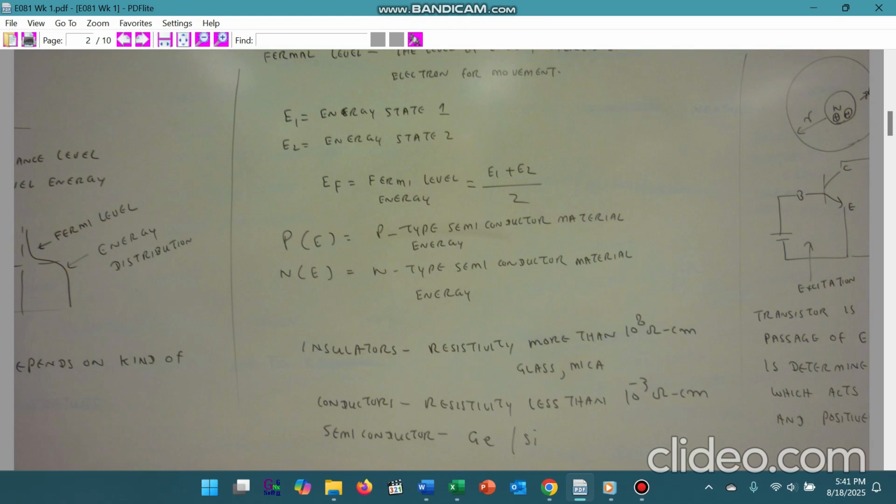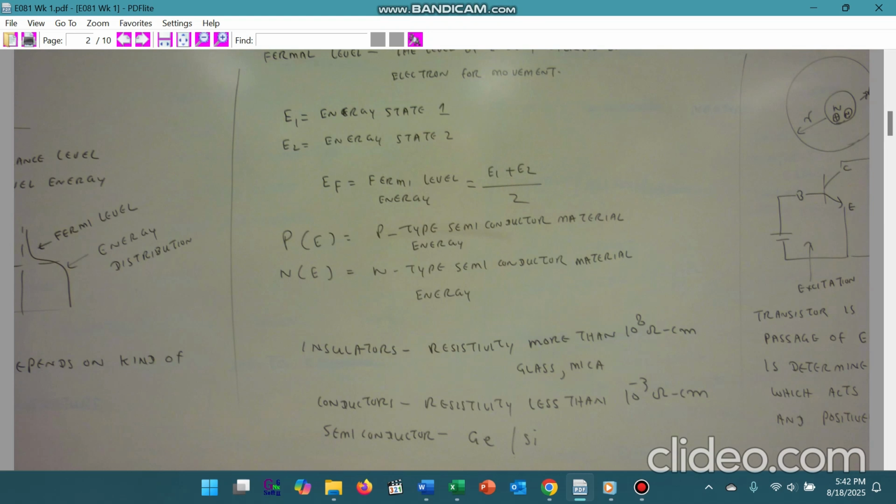So all the semiconductor materials are combined in the N-type and the P-type semiconductors. So there will be the P-type semiconductor material energy, and the N-type semiconductor material energy. So in this case, we can define which one is the insulator and which one is the conductor.